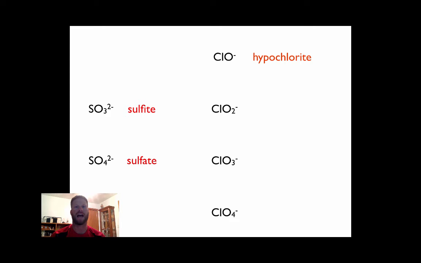ClO2- only uses the ITE ending. It is chlorite ion. ClO3- utilizes only the ATE ending. It is known as chlorate ion. Finally, ClO4- makes use of the per prefix and the ate suffix. It is known as the perchlorate ion. So the most number of oxygens gets the prefix per, the least number of oxygens gets the prefix hypo.